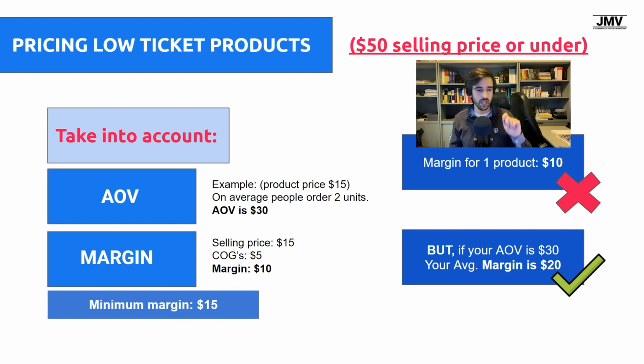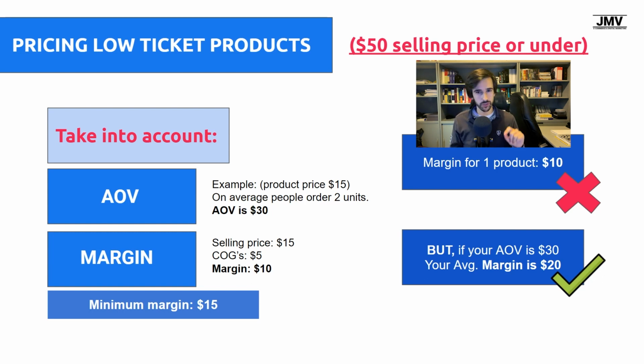Because if you think about it, low ticket products very frequently are products that you buy in more than one unit. This means that your margin can be pretty low on a single unit, but because no one really buys only one, your average margin per sale is actually higher. So this is something that you really need to consider if you want to take full advantage of something like quantity discounts. So I have an example here where your product price is $15, but on average, people order 2 units. This means that your average order value is $30.